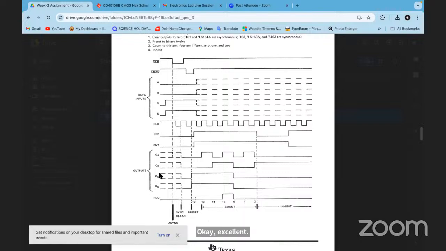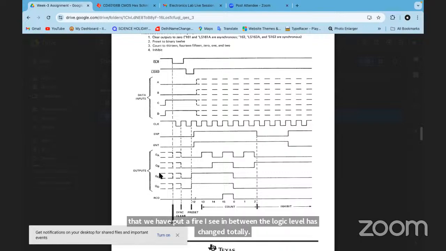There's one more reason why I come to this conclusion: I have loaded the output with a 50 ohm resistor. That means it's quite a lot of load. A TTL load is hardly 4K or 5K. This is 50 ohms, 100 times that. Still, it was driving. And when I zoomed in with a 500 megahertz oscilloscope, I could find on the edges there are minute glitches, which exactly fall on the TTL logic levels. Now that we have put a CMOS IC in between, the logic level has changed totally. And added to that, we also have hysteresis in the chip.